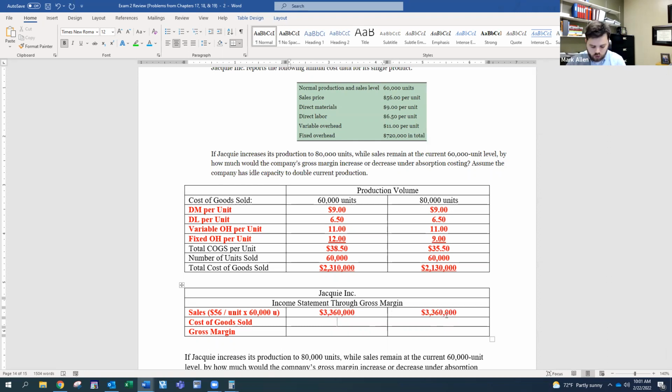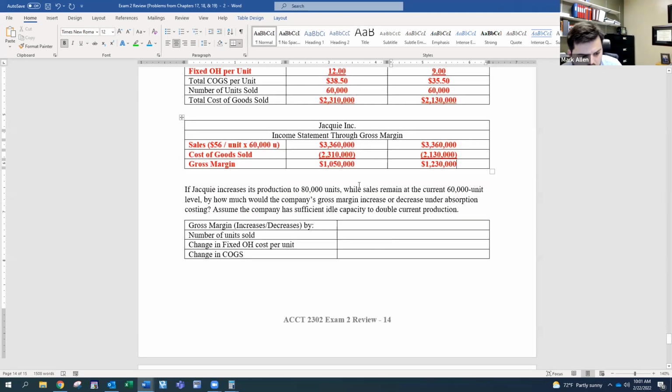Now, our cost of goods sold here is $2,310,000, and here it is $2,130,000. This allows us to see that we end up with gross margin, in this case, of $1,050,000, and here we end up with gross margin of $1,230,000. Okay, next. If Jackie increases the production to 80 while sales remain at 60, how much does the gross margin increase or decrease, assuming this? So it's essentially the same question. We're just putting it down into table format.